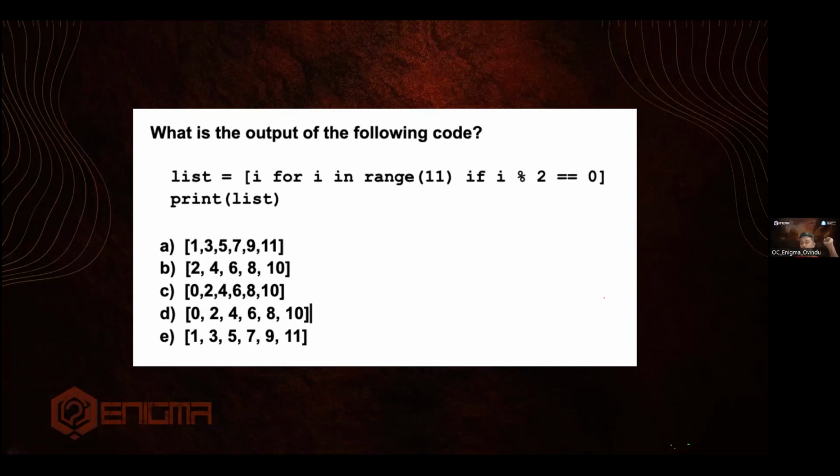Can someone mention in the chat? Why are the people who answered with B wrong? Yes, they forgot zero. Mahendra, Januda, they've all mentioned that they forgot that zero is given as a value of this range function. This range function returns values starting from zero if you just mention a number. So range 11 will give you 0, 1, 2, 3, all the way up to 10.